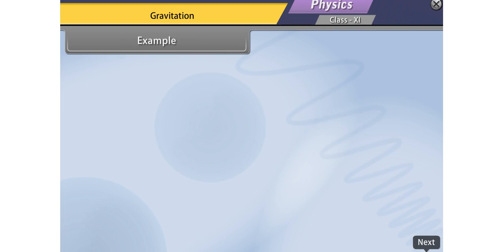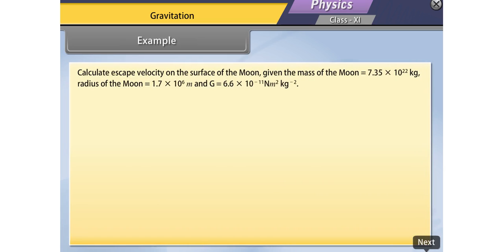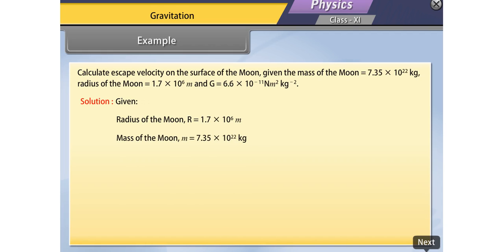Example. Let's take an example of escape velocity. Calculate escape velocity on the surface of the moon, given the mass of the moon, radius of the moon, and value of g. Let's see the solution. Given radius of the moon R = 1.7 × 10^6 meter. Mass of the moon M = 7.35 × 10^22 kilogram.